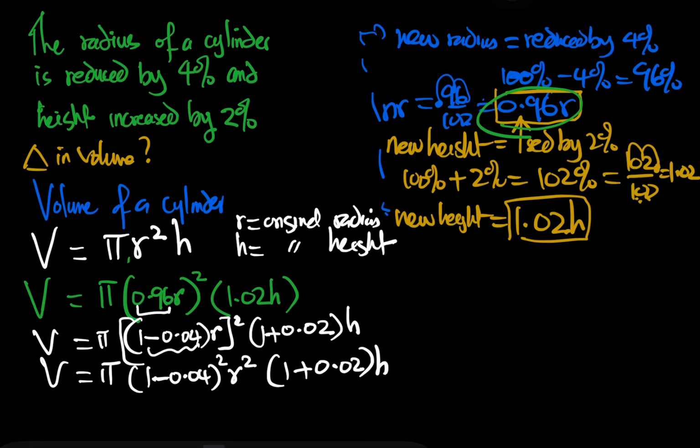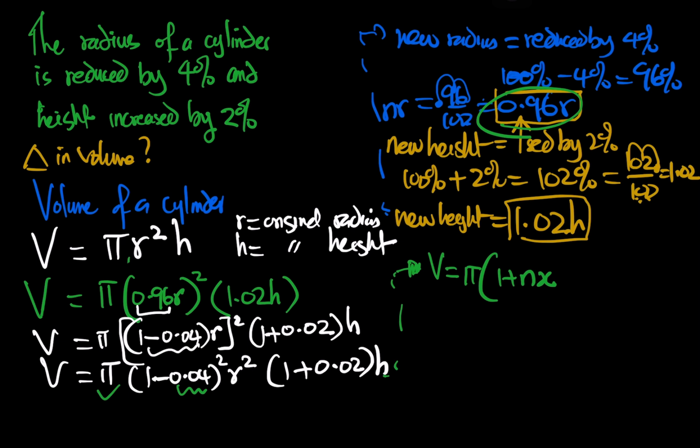If I move it here, v is going to be pi. It's going to be this one. But remember, this is too small. So it goes to 1 plus nx, like this. And then there's a square there. Oh, sorry. This is too small. So this whole expression becomes 1 plus nx. Remember, that's a linear approximation.